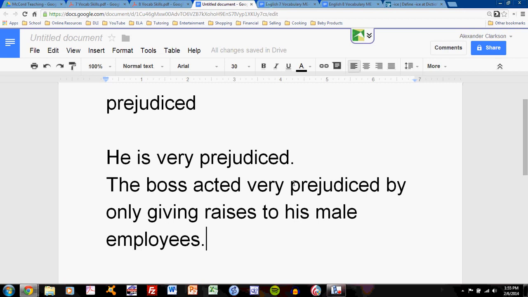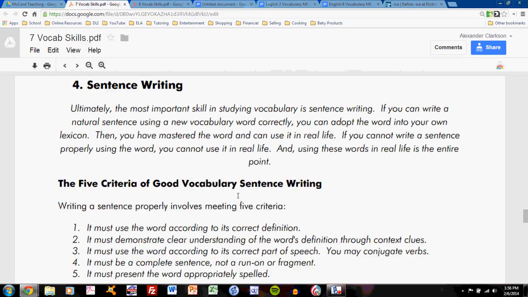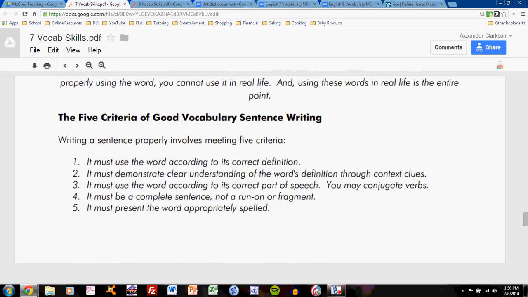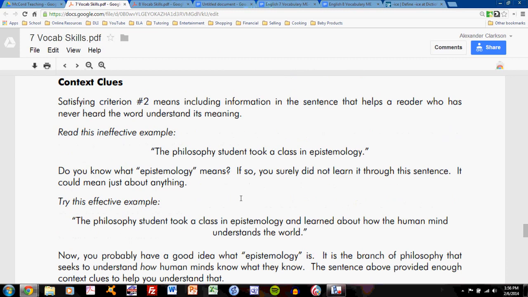Be sure when you're writing these sentences that you clearly understand what the word means and that that sentence shows what the word means. And of course, don't forget, no matter what you write, to italicize the vocabulary word. This sentence is an effective vocabulary sentence. For more examples, go to the Vocabulary Skills Primer. You'll see examples of effective sentences with effective context clues here.